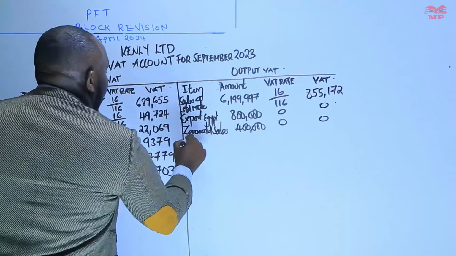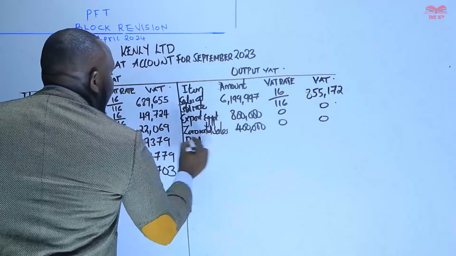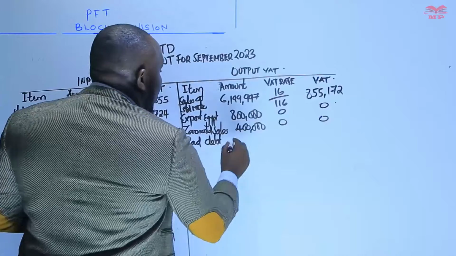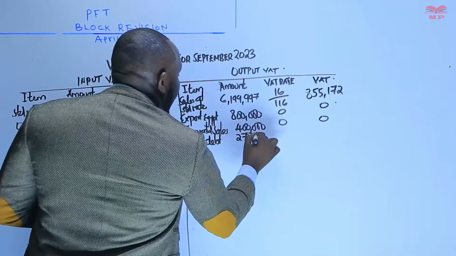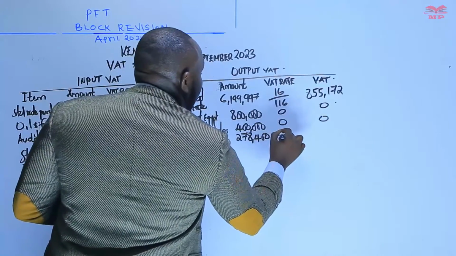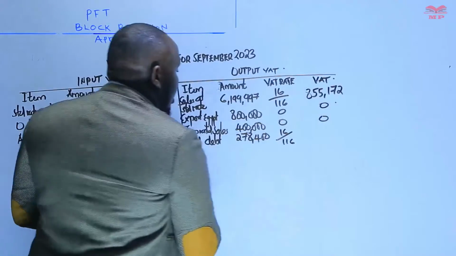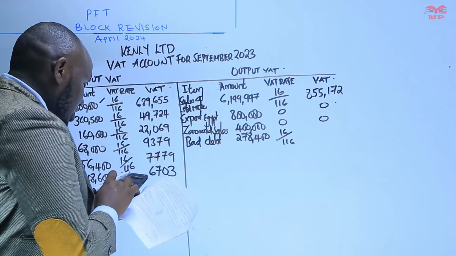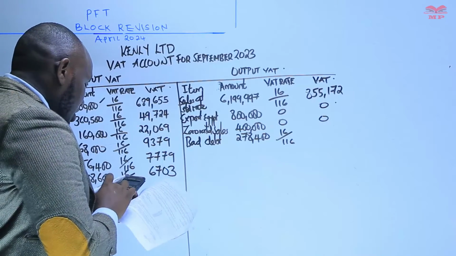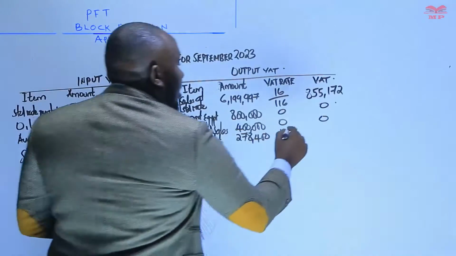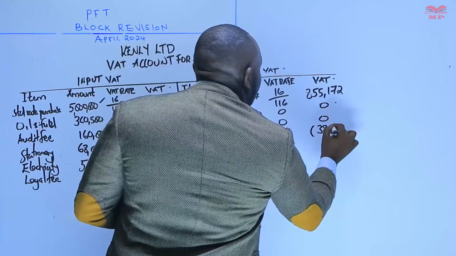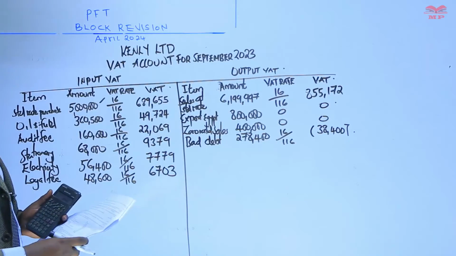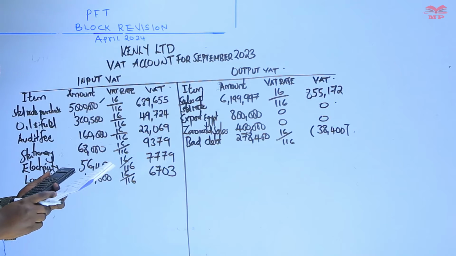So that's a bad debt. Bad debt, we can have it as a positive or we have it as a negative. So bad debt, the figure is 278,400. So 16 over 116. 278,400 times 16 over 116. So that should be a negative 38,400.